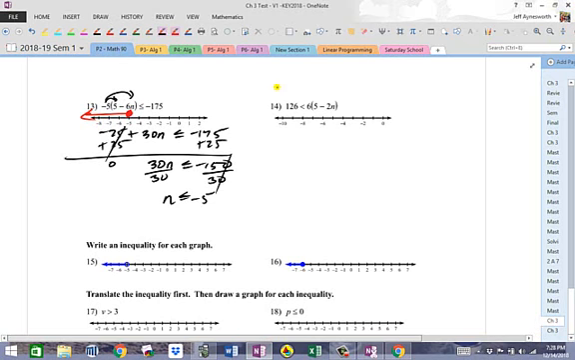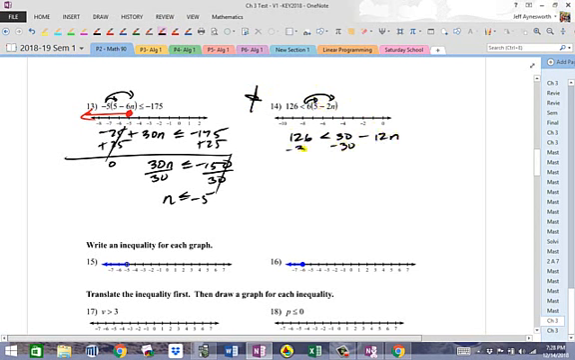Okay. Now you gotta be careful here. I got 126 less than 30 minus something. 6 times 2n is 12n. Now here you gotta subtract 30 first, and you get 96 is less than negative 12n. Because these cancel out. 30 minus 30 is usually 0, especially tonight, Friday night. Now, you got to be careful here. When you divide by a negative, you got to switch the inequality.